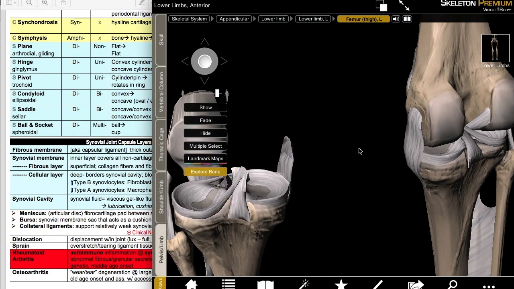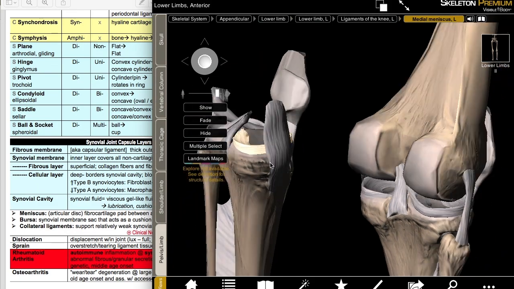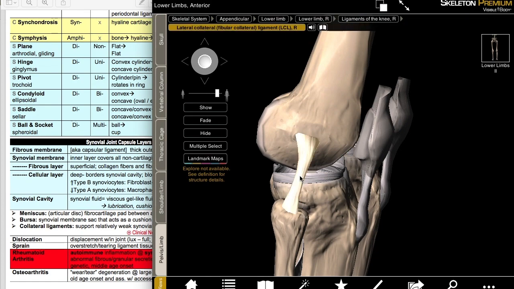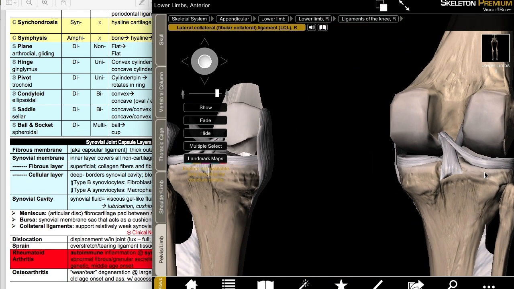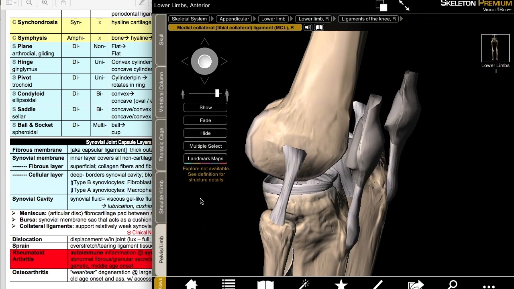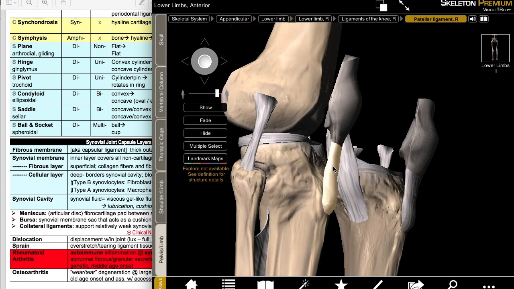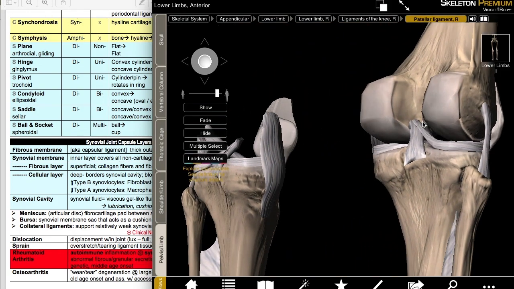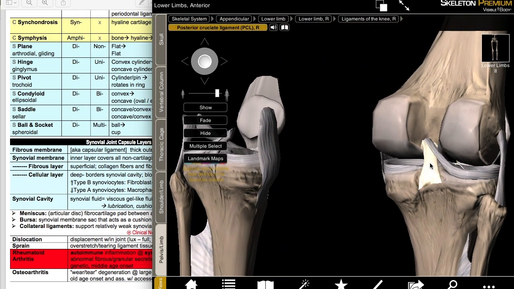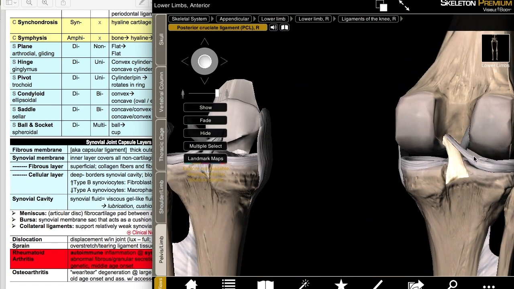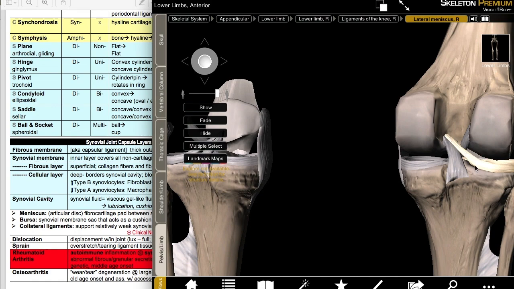Well, let's skip down to collateral ligaments. Collateral ligaments are going to be the ligaments around your knee that secure and protect it. So you've got a lateral collateral ligament, a medial collateral ligament on the medial aspect, and this is actually your patellar ligament, so that's not a collateral ligament. Back here, you've got more. That's your lateral meniscus again.